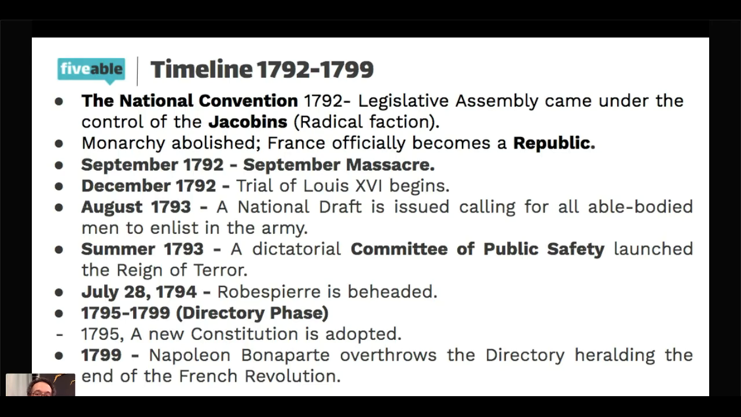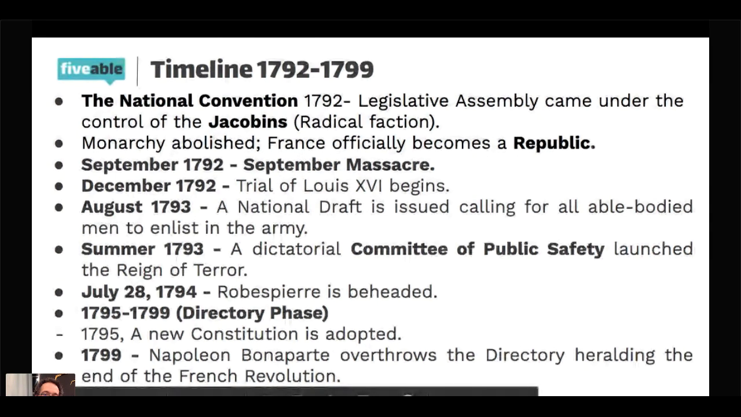Also, throughout this stage, they're also issuing a national draft. So basically now the army is not led by the nobility anymore. Now it's based upon a meritocracy. Whoever is good is going to get promoted. And the army, to the surprise of many European nations, actually has a lot of success in battles because they're very, very connected to this new idea of nationalism, love for one's country.